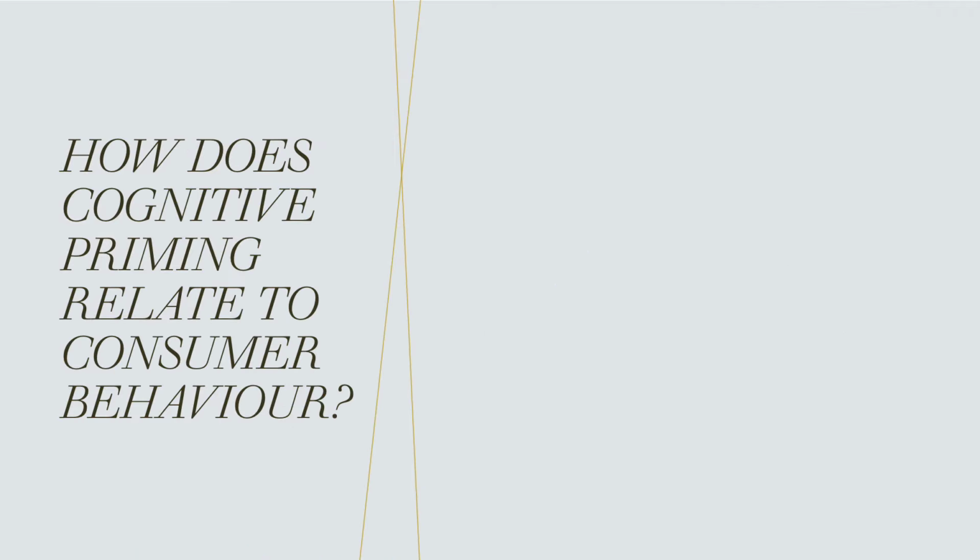Okay, again recapping on last lesson, how does cognitive priming relate to consumer behaviour? There are three things that you might talk about here. So I want you to pause me now and think back. If you need to, look back at your notes and answer the question, how does cognitive priming relate to consumer behaviour?